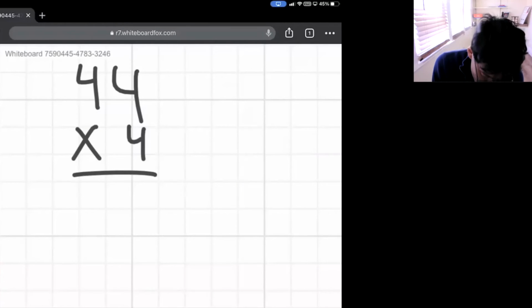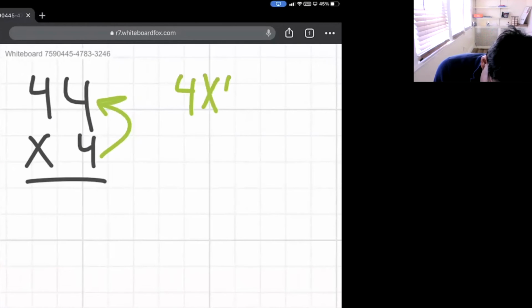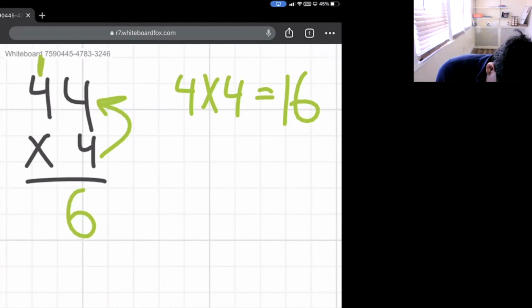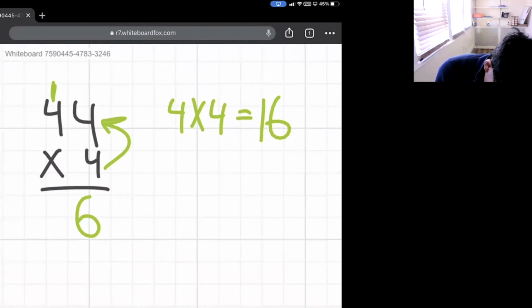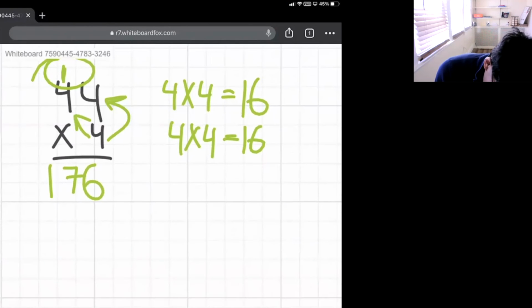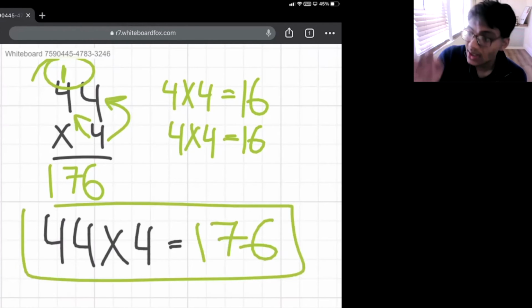Okay, so 44 times 4. We got 4 times 4. What's 4 times 4? 4 times 4 is just going to be 16. Okay, but this 1 is taking up someone else's spot. So we're going to take him out, put him on the 3rd floor, and now we can do our math. 4 times 4, that's again 16. Don't forget to add this 1, so it becomes 17. And so now we can say that 44 times 4 is equal to 176. And that, folks, is how you do the math.